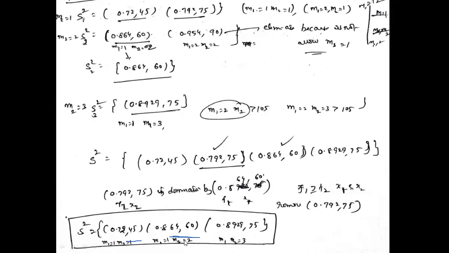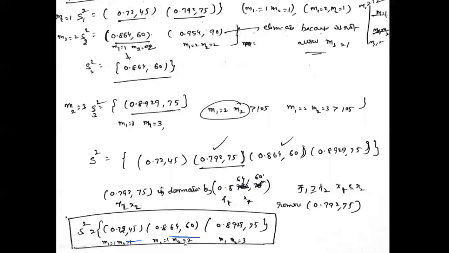M1 equal to 1 means the cost of the first device is 30, and the cost of the second device is 15. So 30 plus M2 equal to 2, that is 15 plus 15, 30. So 60, which means 30 plus 15 plus 15. In the first stage you are taking only a single device, in the second stage you are taking two devices. So 30 plus 15 plus 15, 60.